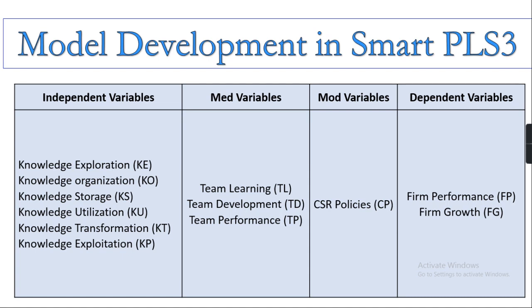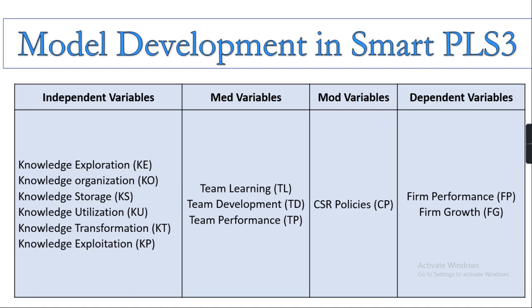The independent variables are knowledge exploration, denoted as KE, knowledge organization, KO, knowledge storage, KS, knowledge utilization, KU, knowledge transformation, KT, and knowledge exploitation, denoted as KP. Our mediator variables are team learning, TL, team development, TD, and team performance, TP. And our moderator variable is CSR policy, CP. We have 2 dependent variables, firm performance, FP, and firm growth, FG.